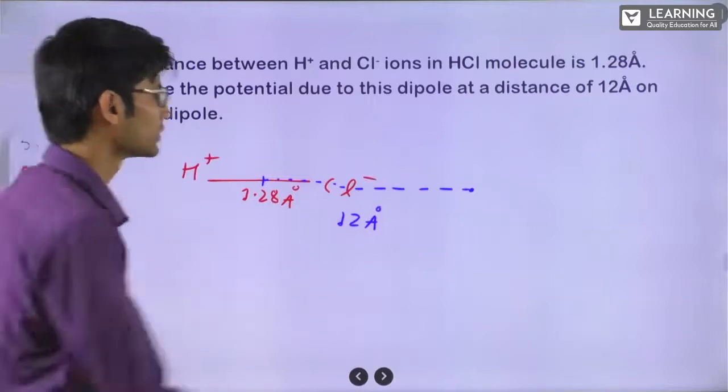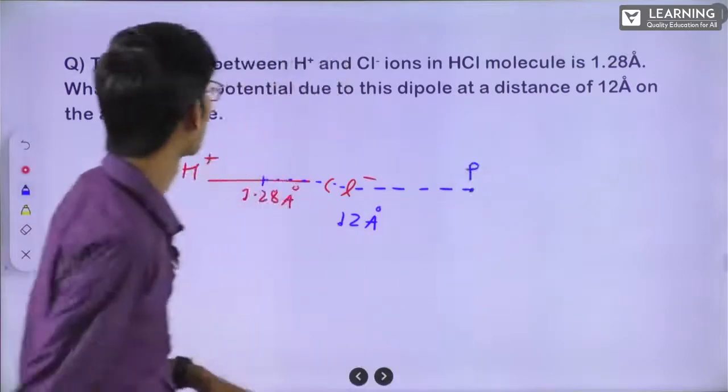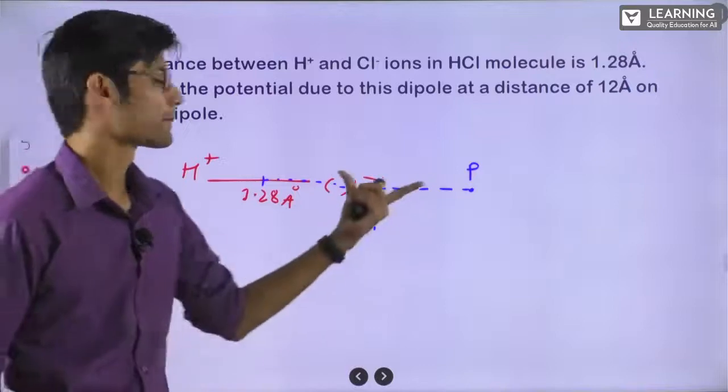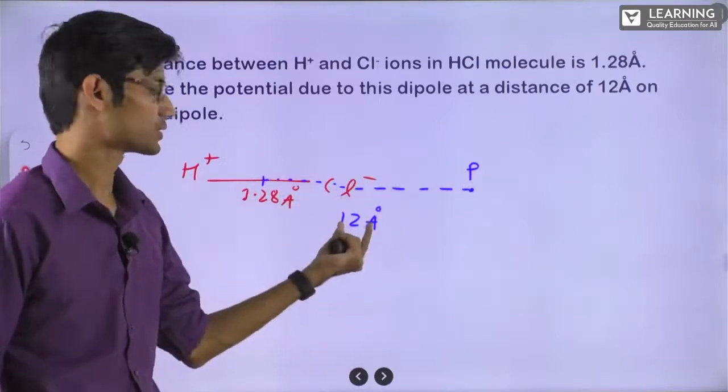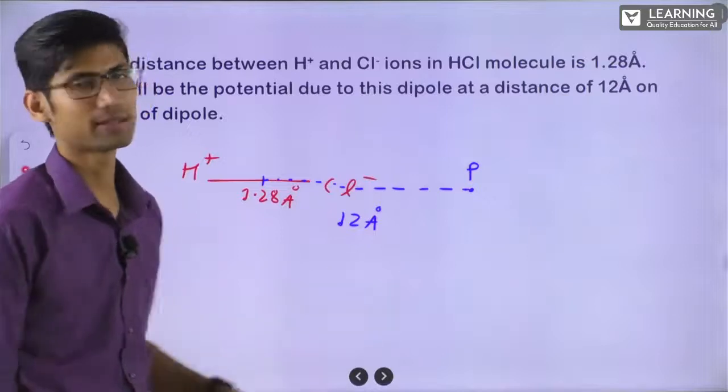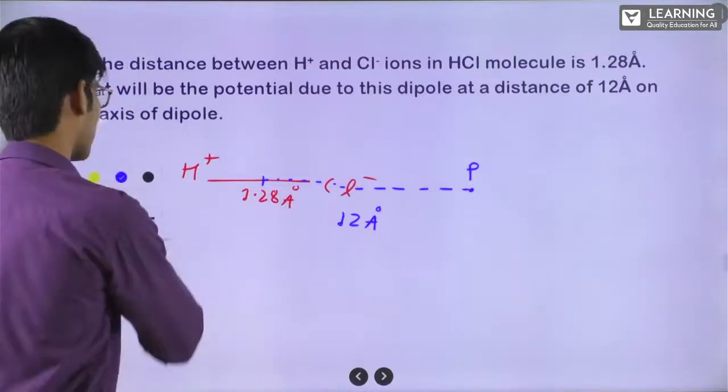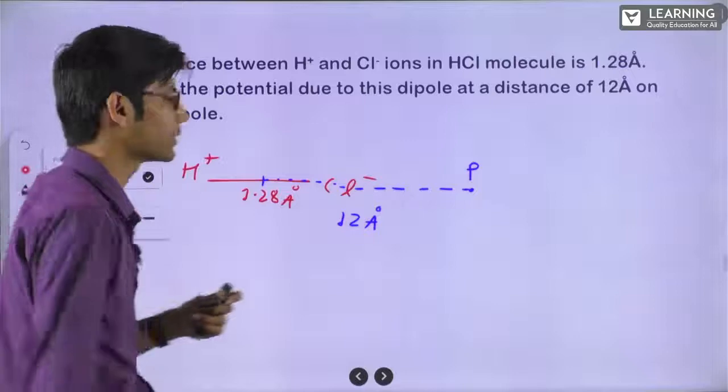Now how do we do this? This is the dipole. This is some point P. We are given this distance. Can you find out? It is easy. You just have to make the diagram. Once you make it, the question becomes easy.